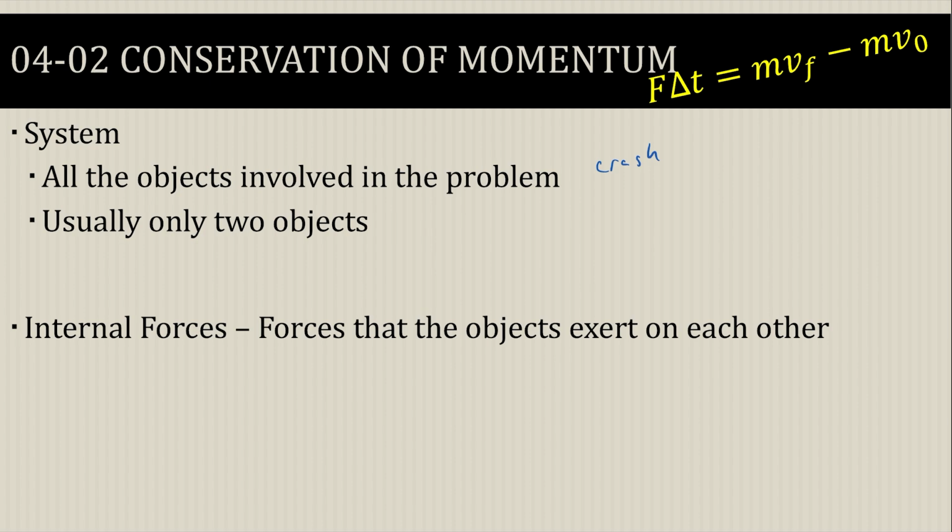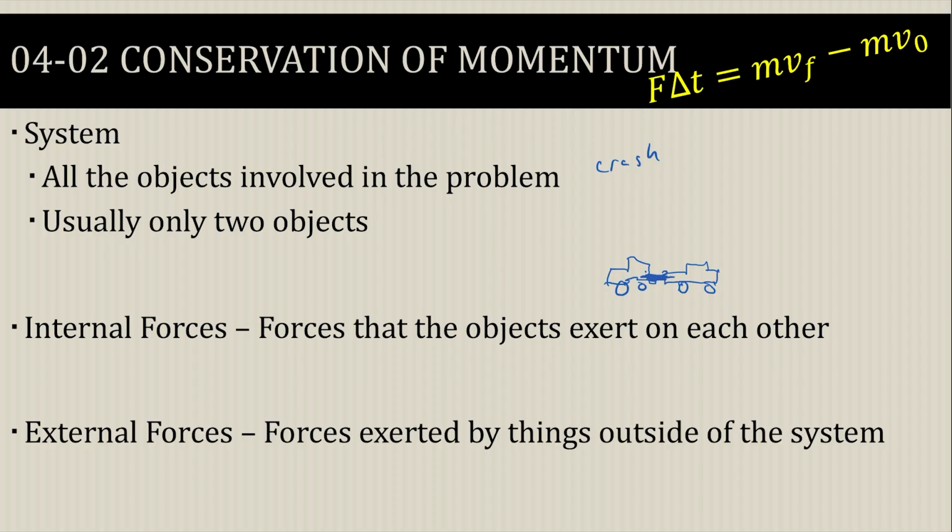Now when they crash, there are two types of forces. Internal forces, which are the forces the objects exert on each other, like when two cars crash, they apply forces on each other. And external forces, forces exerted by things outside the system, like if there's a strong wind blowing the cars around. That would be external.